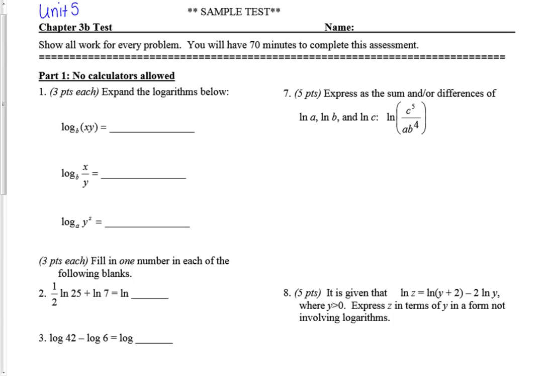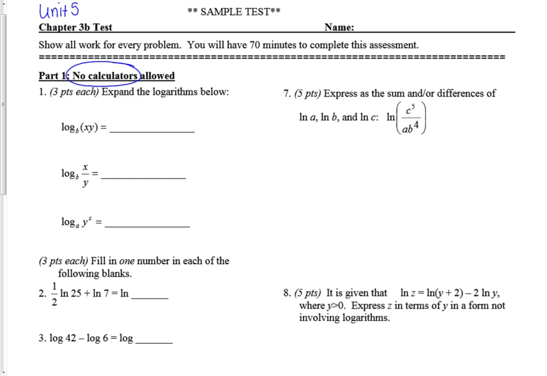This is the video for the sample test for the solutions for the Chapter 3B test for functions trigonometry. It is our Unit 5 this year. We have to pay attention. We have a no calculator part and a calculator part. We're starting out on the no calculator part.